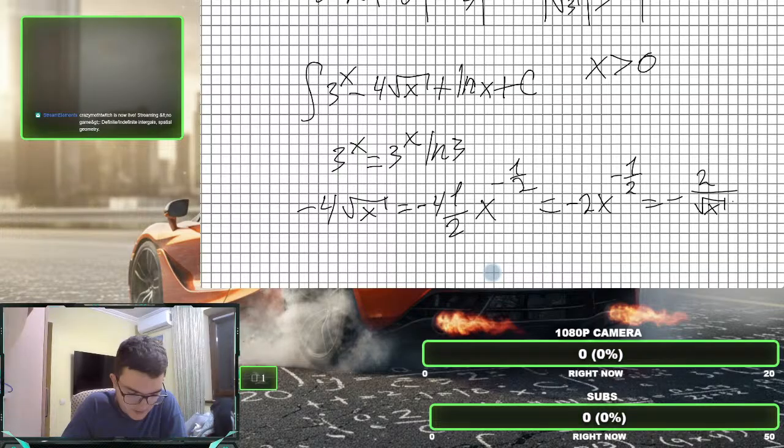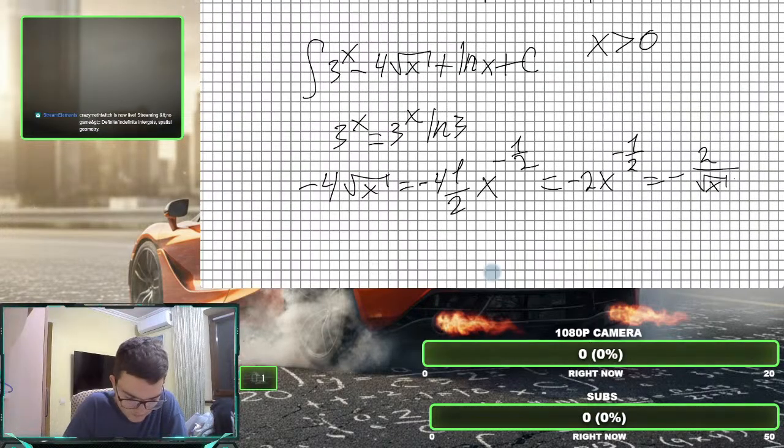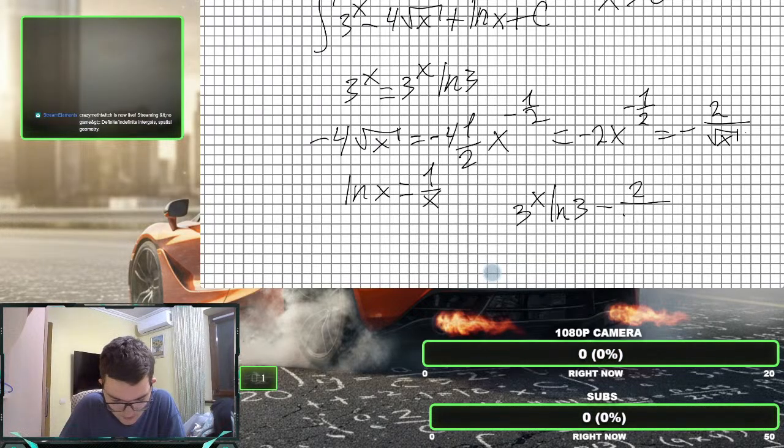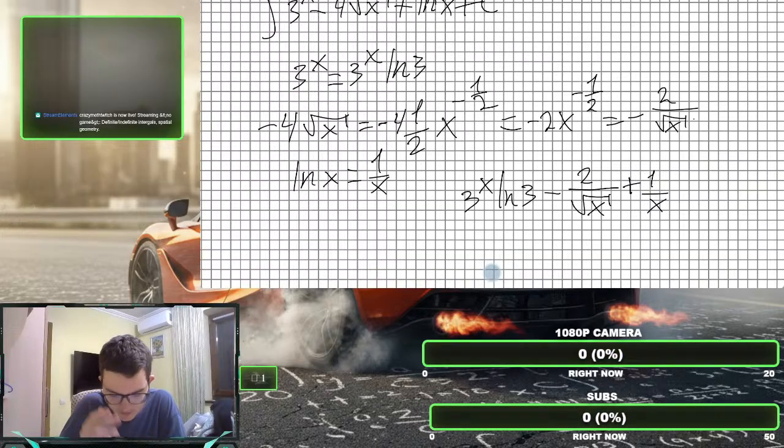Now, like I said, the derivative of ln of x is just 1 divided by x. And so, combining all of this, I would get that it's 3 to the power of x ln 3 minus 2 divided by square root of x plus 1 divided by x. Basically I just combined everything, nothing special.